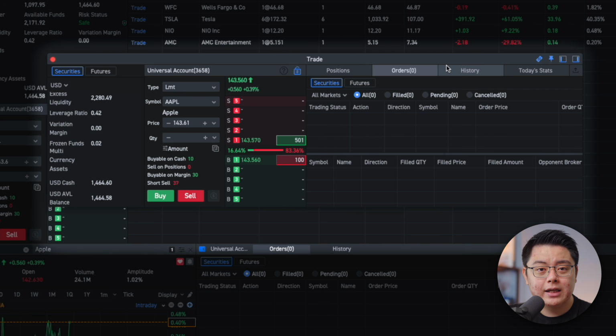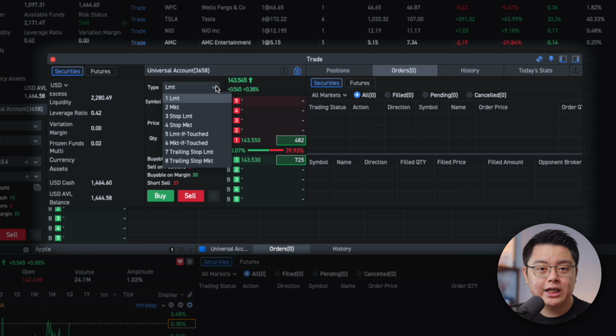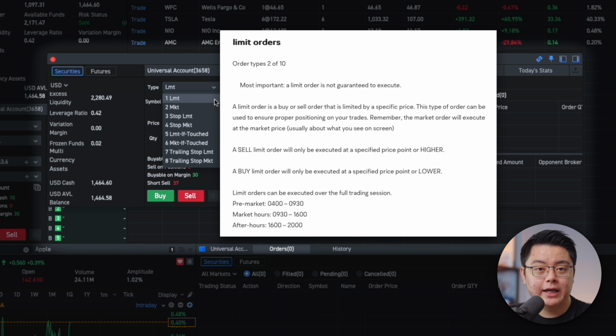So for this case, let's assume I want to invest in one Apple stock. Type this refers to order type, and you have 8 different ones ranging from limit, market, stop limit, stock market, etc, etc. But for investors, just look at the first two, LMT, which stands for limit, and MKT, which stands for market. Limit means you want to buy a stock at a particular price.